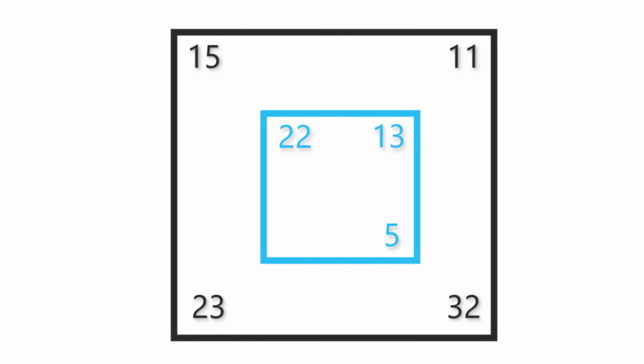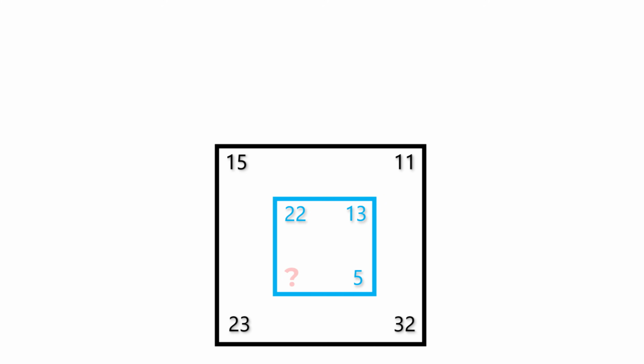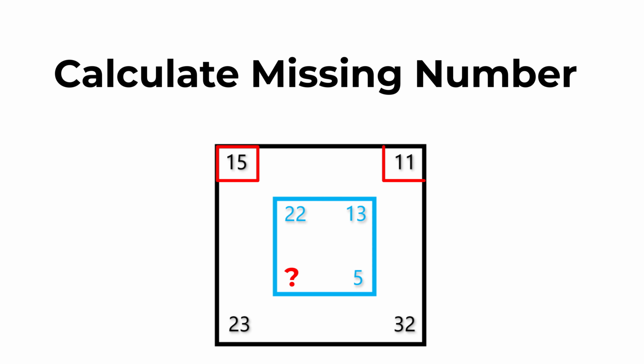Smaller square is inside the larger square. Both squares have numbers in the corners. The larger square has numbers 15, 11, 32, and 23. The smaller square has numbers 22, 13, 5, and one number is missing. And this is the number you need to calculate.